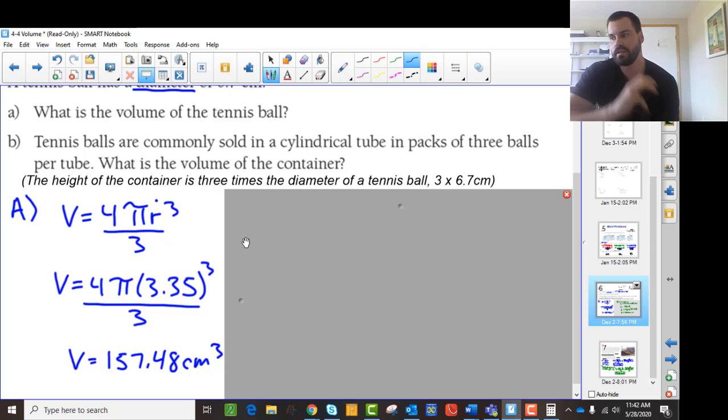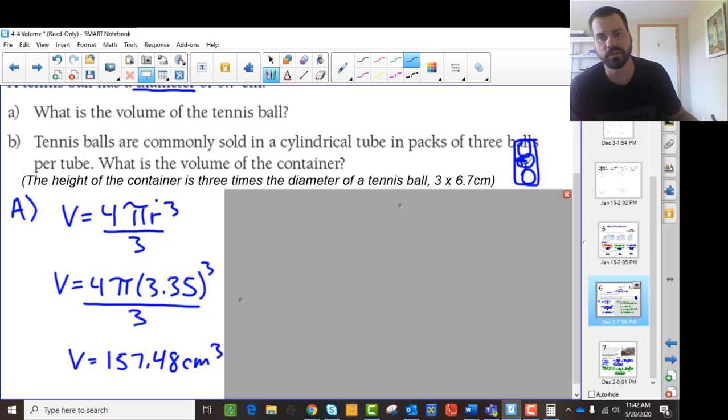Now, what's interesting, if you've ever bought tennis balls, is they normally come in a cylindrical tube, and there's 3 balls in the tube. So we want to know what's the volume of that container. So if we think about the way it's drawn, it's a cylinder. The balls are inside, so they're sort of stacked on top of each other. Okay, and this is the container.